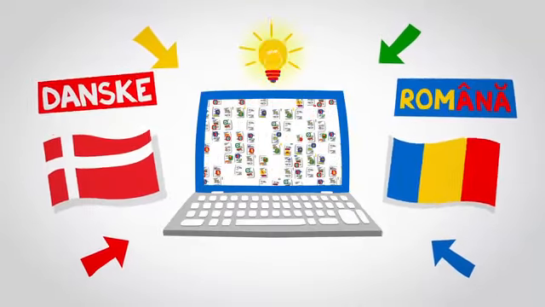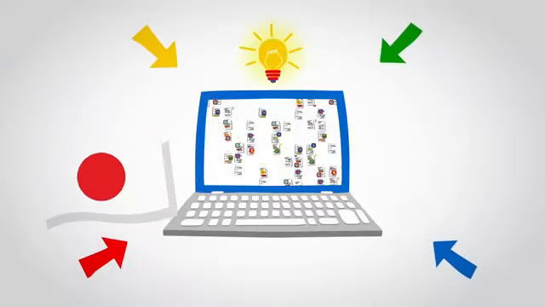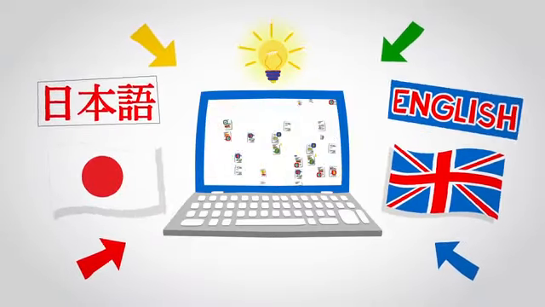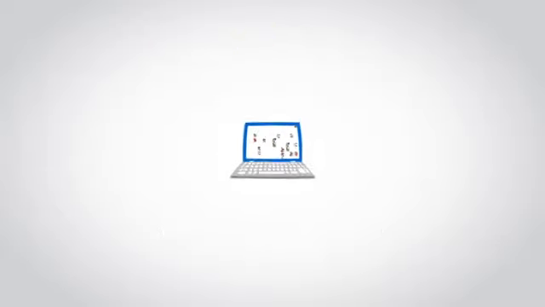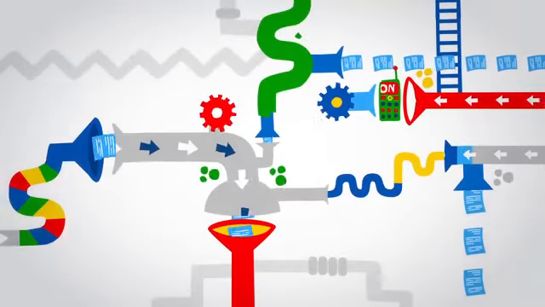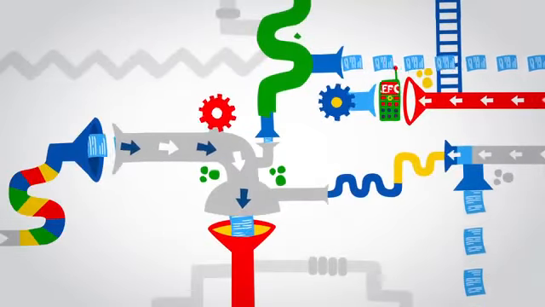For some languages, however, we have fewer translated documents available, and therefore fewer patterns that our software has detected. This is why our translation quality will vary by language and language pair. We know our translations aren't always perfect, but by constantly providing new translated texts, we can make our computers smarter and our translations better.